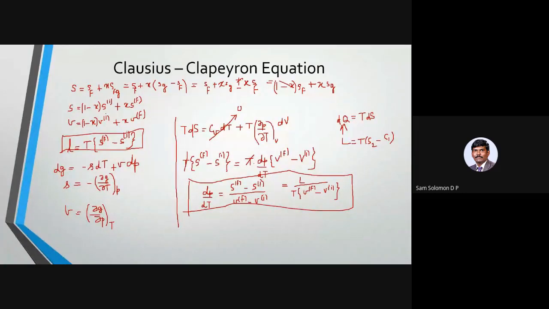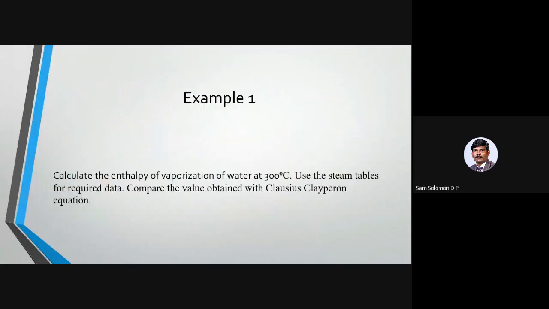Very rarely do they ask problems from this Clausius Clapeyron equation. One such example you'll solve here, and with that, our fifth unit comes to an end. Calculate the enthalpy of vaporization of water at 300 degrees centigrade. Use these steam tables for required data. Compare the value obtained with the Clausius Clapeyron equation. So if you have your steam tables nearby, you can check it.